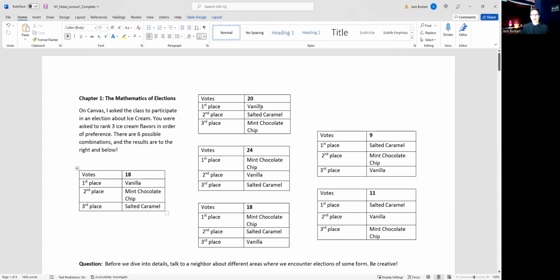So 20 people thought that the order should be vanilla, salted caramel, mint chocolate chip. 24 people thought mint chocolate chip, vanilla, salted caramel. 18 people thought mint chocolate chip, salted caramel, vanilla. And then we had 9 and 11 people. So we have salted caramel, mint chocolate chip, and vanilla, and then salted caramel, vanilla, and mint chocolate chip. So those 2 orders got 9 and 11 votes respectively.